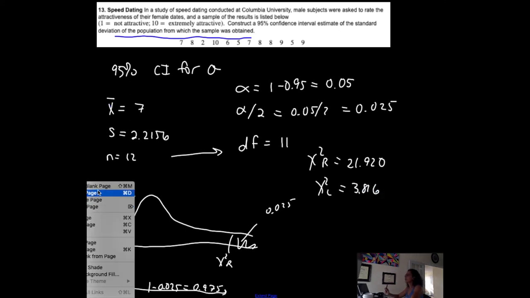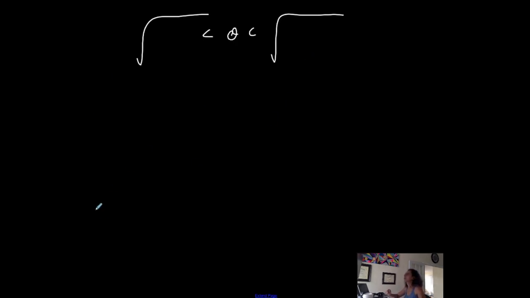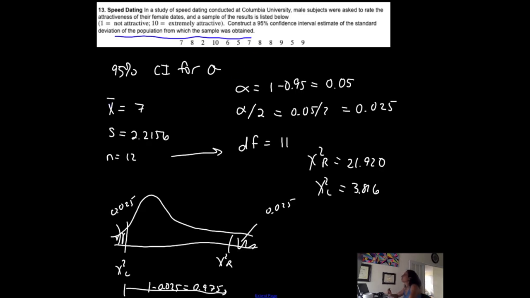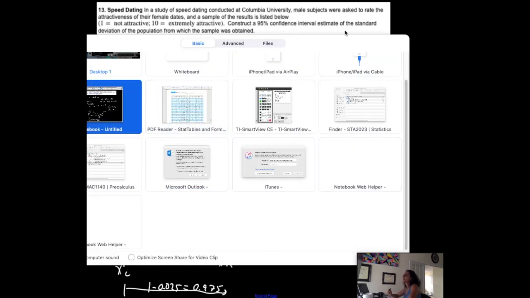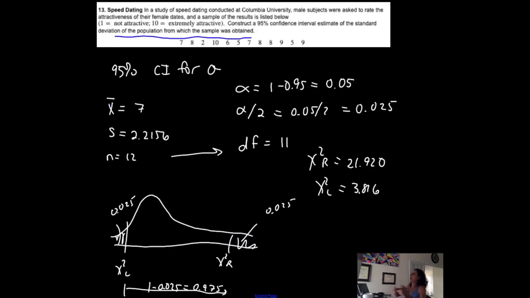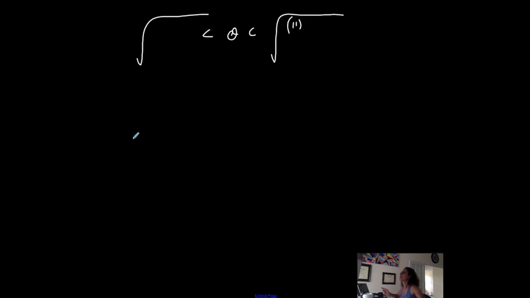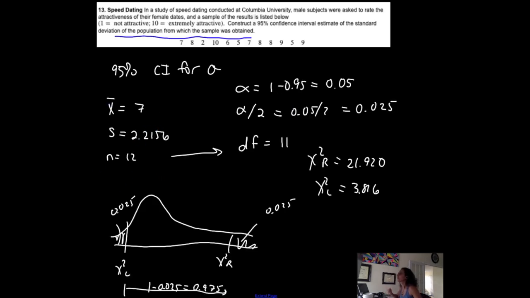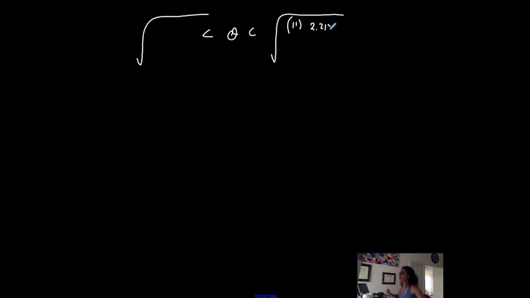So let's go ahead and now find my confidence interval. I have everything I need. Sigma is greater than and less than the square root of stuff. The square root of n minus 1 times s squared in the numerator. N minus 1 is technically the degrees of freedom, so 11. 11 times s squared. S was 2.2156, so 2.2156 squared.